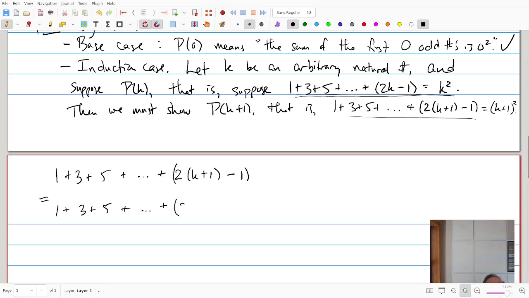So this is just 2k plus 2 minus 1. So plus 2 minus 1 is the same as plus 1. So this is just alpha.